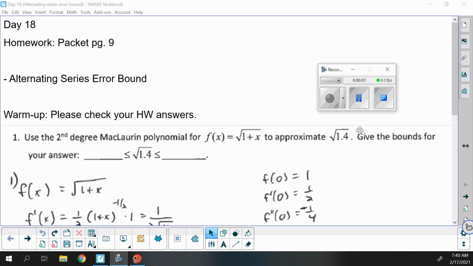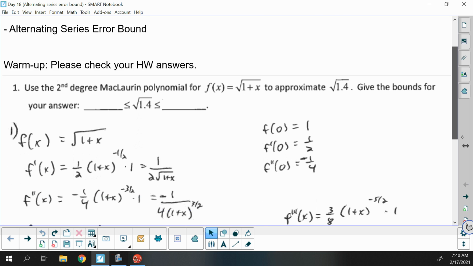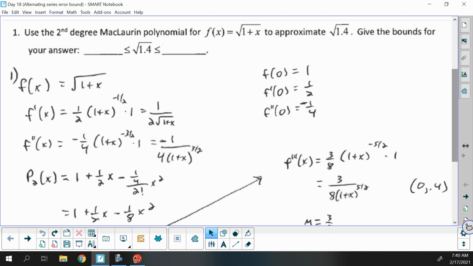All right, welcome to day 18. We're going to be looking at alternating series error bound today. First one on the homework, we wanted second degree, so you had to do out to your second derivative.